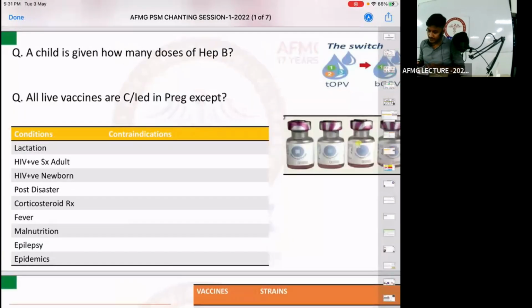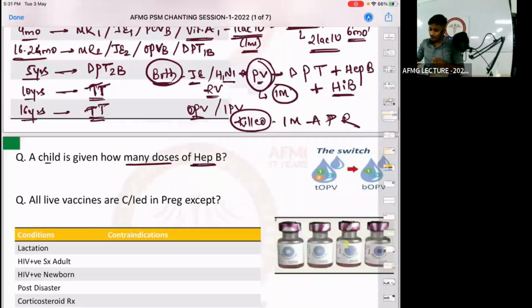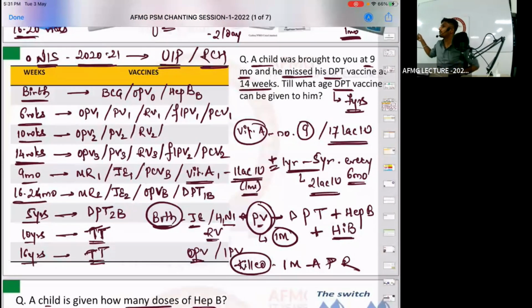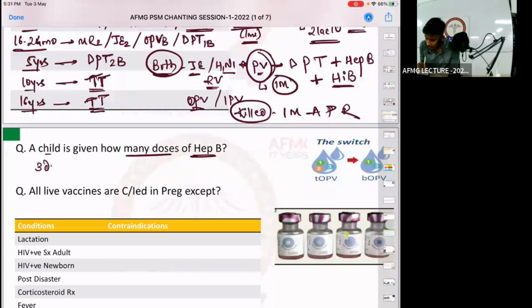Now next question, guys. A child is given how many doses of hepatitis B? So according to the national immunization schedule, please remember, here we are having 4 doses of hepatitis B. How? Hepatitis B birth dose and 3 pentavalent vaccines. So total 4 doses are there. But actually, though in schedule we have 4 doses, only 3 doses are given. So maximum how many doses are given of hepatitis B? 3 doses. How does it differ?